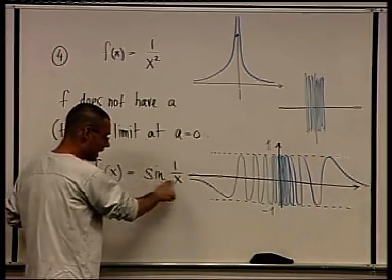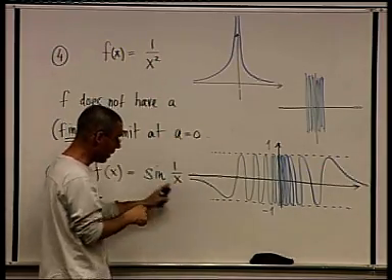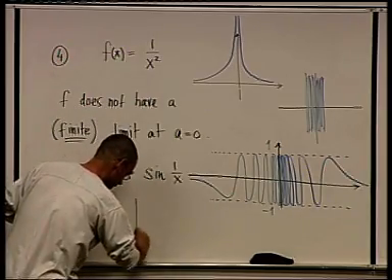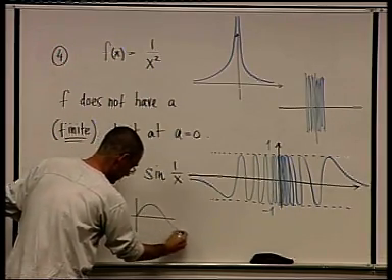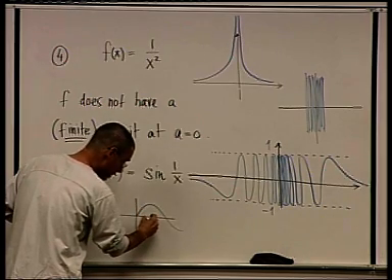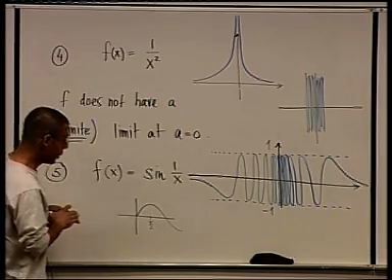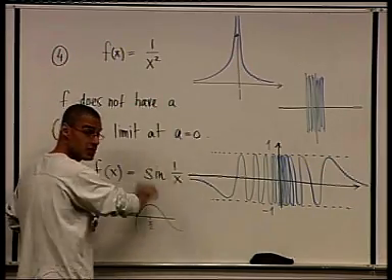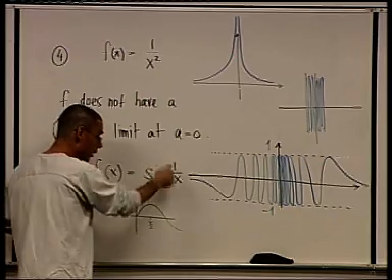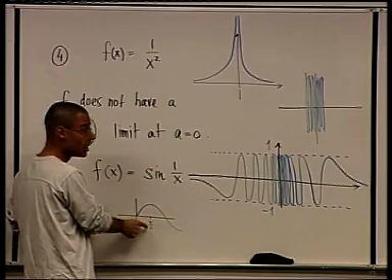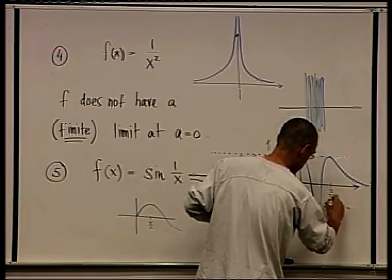Where does sine have its peaks? Sine itself looks like this, right? And its first peak is at pi over 2. Do you agree? So the first peak of this thing is going to be at 2 over pi, because then 1 over (2 over pi) is going to be pi over 2. So this peak, if you want to pin this one exactly, is at 2 over pi.